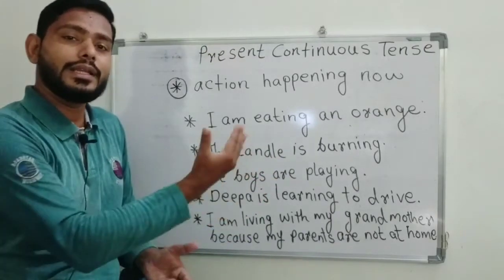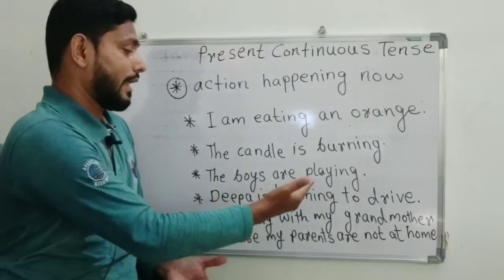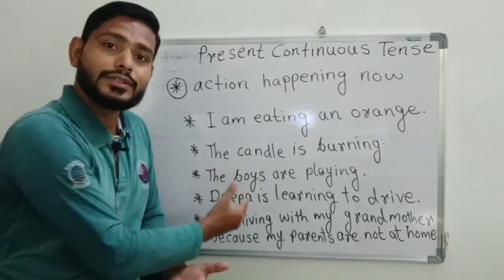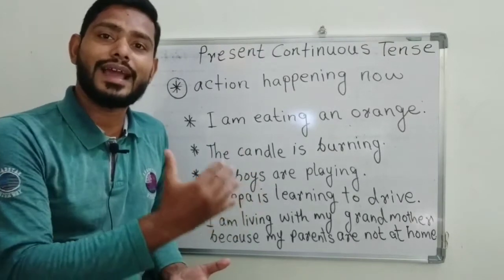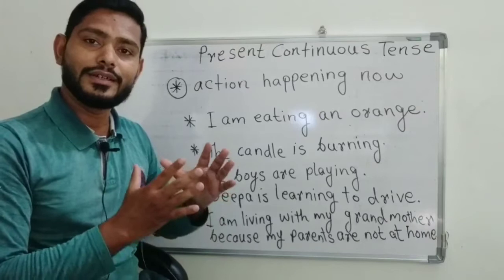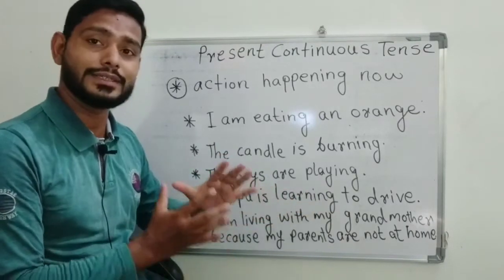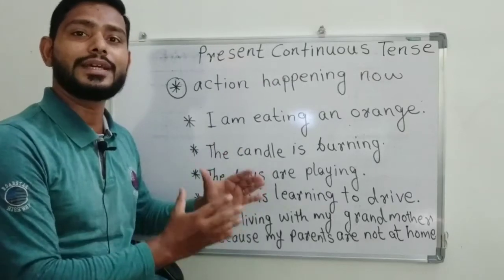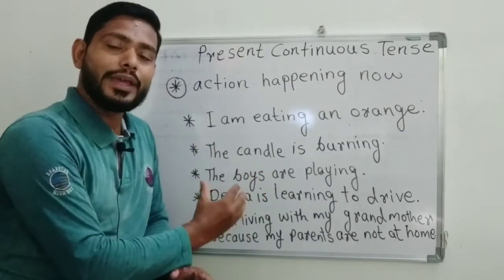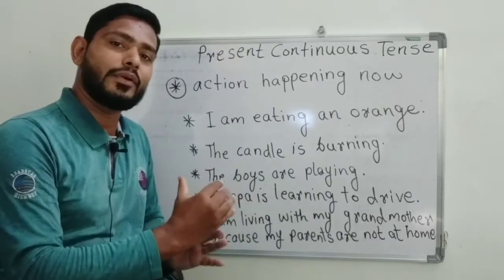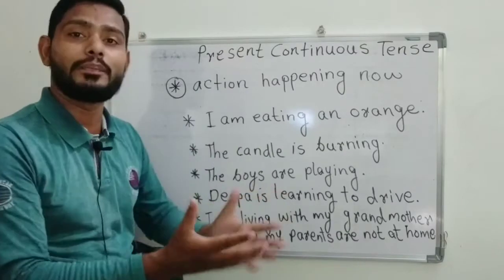Okay. But when it comes to the fourth sentence, Diba is learning to drive. It is also in present continuous tense, but it does not show an action happening now. I hope it's very clear to you. Diba is learning to drive is in present continuous tense, but it does not show that an action is happening now. It is showing an action just before or just after happening, and it is not permanent.